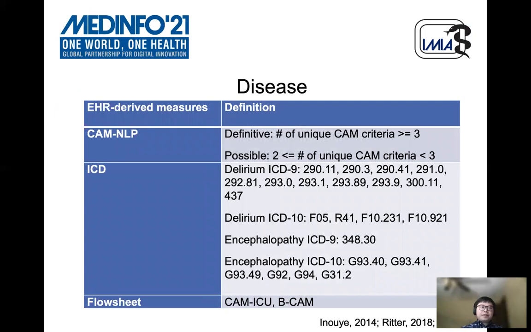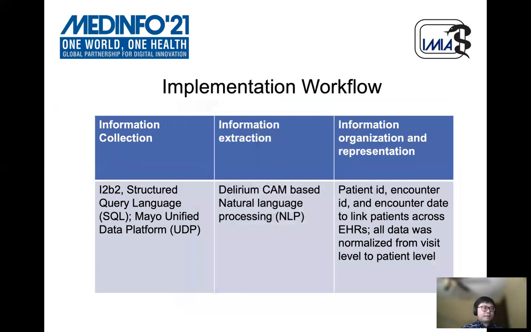We adopted existing published studies and definitions for the case ascertainment of delirium, which include confusion assessment methods, clinical diagnosis, nursing flow sheet, and previously developed and validated NLP algorithms. This slide summarizes the pragmatic implementation process of the case study, which includes information collection, extraction, organization, and transformation, and representation.